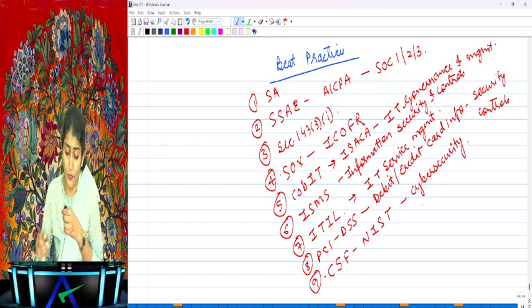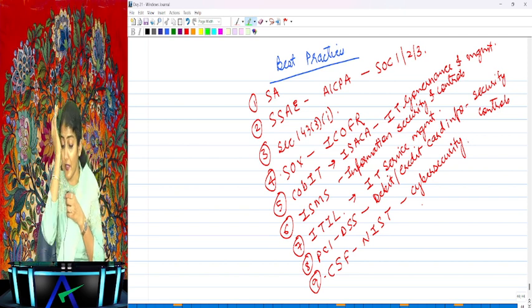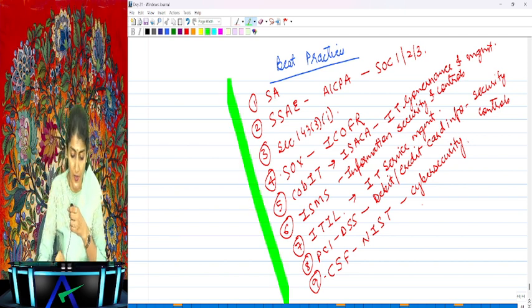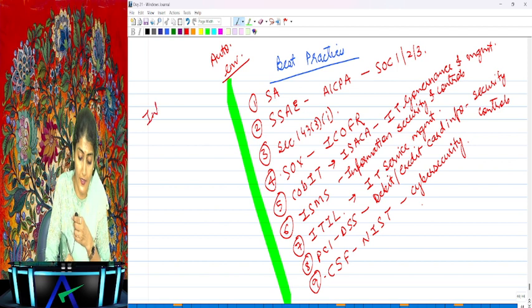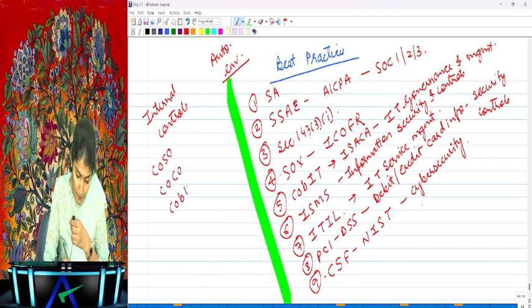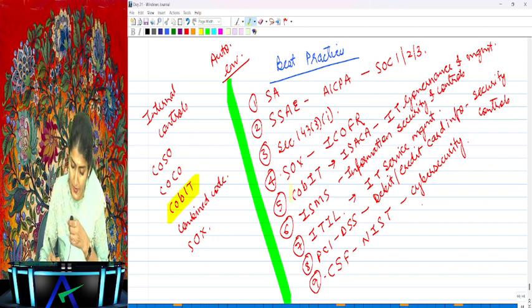Out of this, which were the two points which are common with our internal control chapter? This is what we are studying in the chapter of the automated environment. But what had we already studied in our internal control chapter? We had studied COSO, COCO, COBIT, then the combined code and the Sarbanes-Oxley Act. So which are the common ones? COBIT and COBIT, and Sarbanes-Oxley and Sarbanes-Oxley.